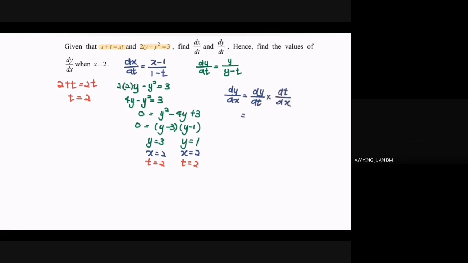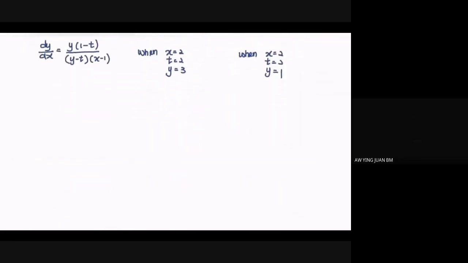So substitute, we'll have y over y minus t multiply with dt dx. So in here we have dx dt, meaning that we have to flip the situation and we will have 1 over x minus 1. So that is what we call dt dx. So finally, our dy dx will be equals to y bracket 1 minus t over y minus t bracket x minus 1. So previously we already find the dy dx and the value of x, t and y.